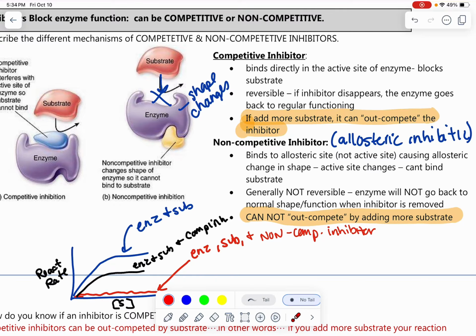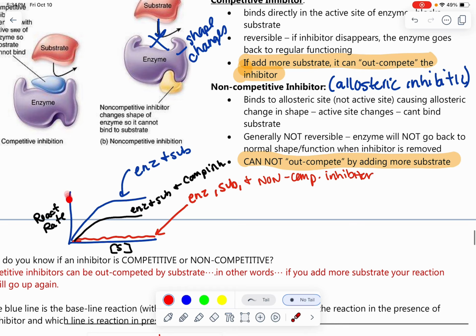So for example, I think of this graph down here, it might have got cut off on your notes. Let's say here's my substrate concentration and I'm measuring reaction rate. My blue line is just my normal. I put enzyme and substrate in the tube. Remember, it goes up to the Vmax and it's going to level out because there's a certain amount of enzyme in there. If I add a competitive inhibitor, you'll notice that the reaction rate in general is slower because an inhibitor slows down the reaction.